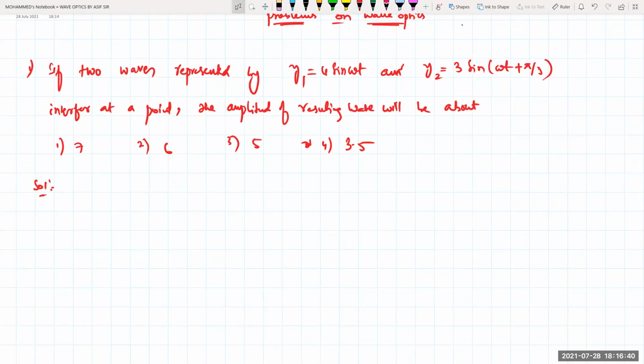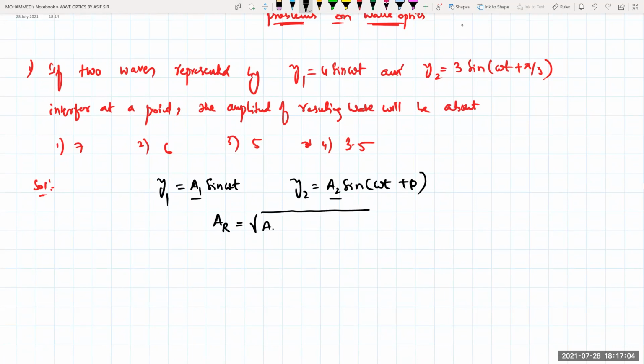Compare with the standard equation. y1 can be written as y1 = A1 sin ωt, and y2 = A2 sin(ωt + φ). I know A1, I know A2. Resultant amplitude can be calculated with the formula: under root of A1 square plus A2 square plus 2 A1 A2 cos φ. So φ value is given how much?